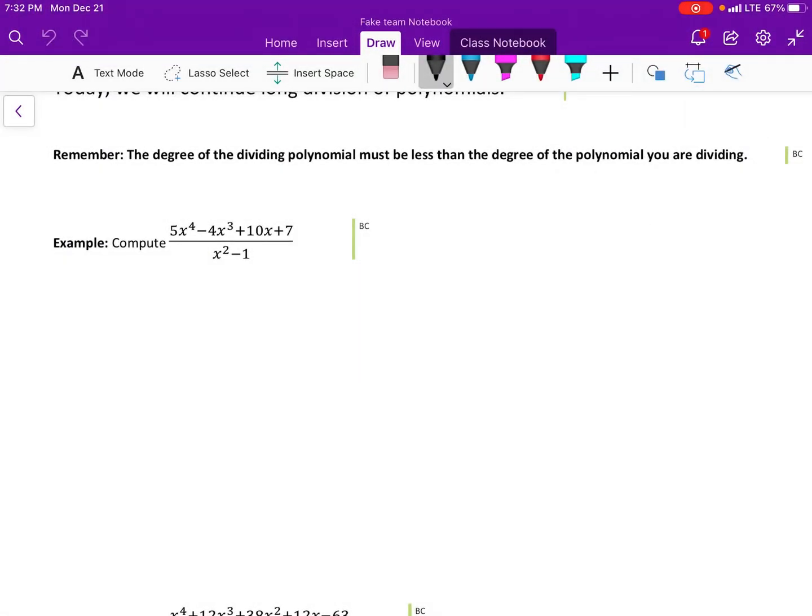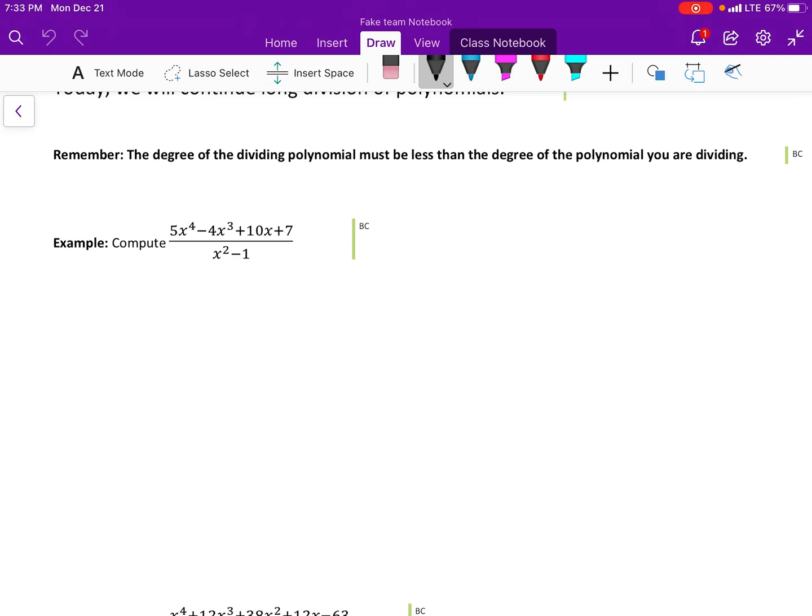So for today, we're going to continue with our discussion on long division of polynomials. And the process for today is going to be exactly the same as the process for yesterday. It's just that now we're looking at more complex polynomials. So again, we have this fraction here. Remember, the numerator is what you're dividing, and the denominator is what you're dividing by.